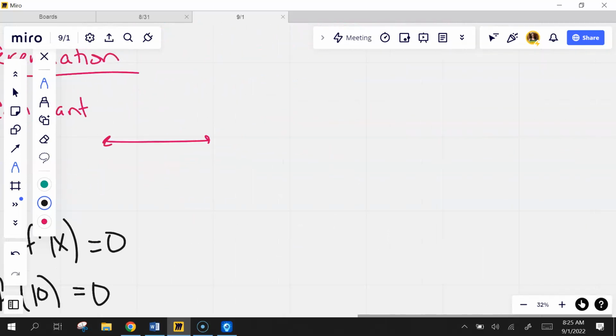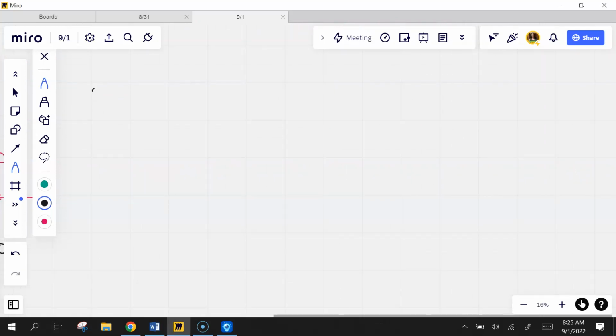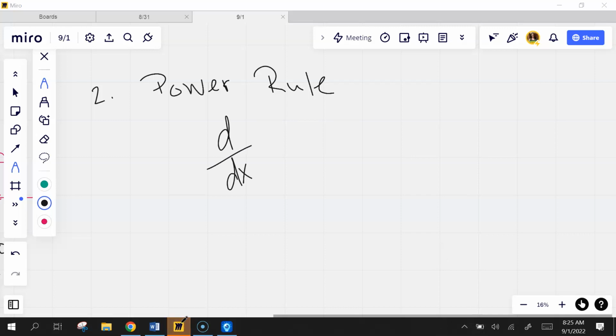Here's the fun one. This is the one that's really going to just tick you off. It's the power rule. If I take the derivative of some term that has an exponent, I take this exponent and bring it around front, multiply it to the x's there, and reduce the power by 1.